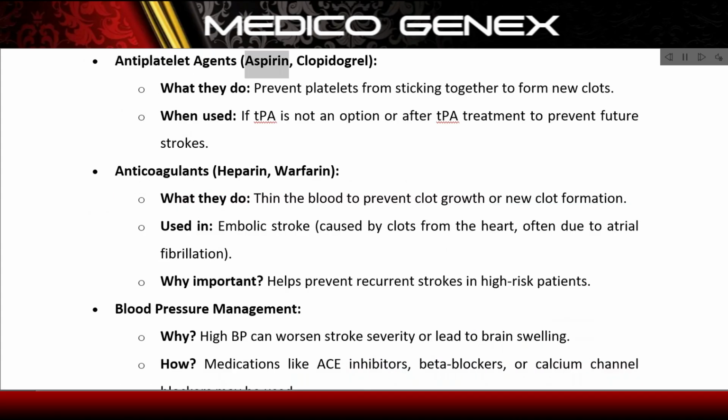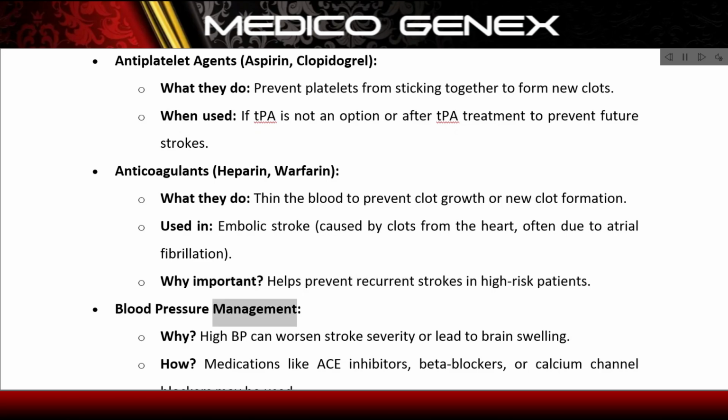Antiplatelet agents, aspirin, clopidogrel. What they do: prevent platelets from sticking together to form new clots. When used: if TPA is not an option, or after TPA treatment to prevent future strokes. Anticoagulants, heparin, warfarin. What they do: thin the blood to prevent clot growth or new clot formation. Used in embolic stroke, caused by clots from the heart, often due to atrial fibrillation. Why important? Helps prevent recurrent strokes in high-risk patients.